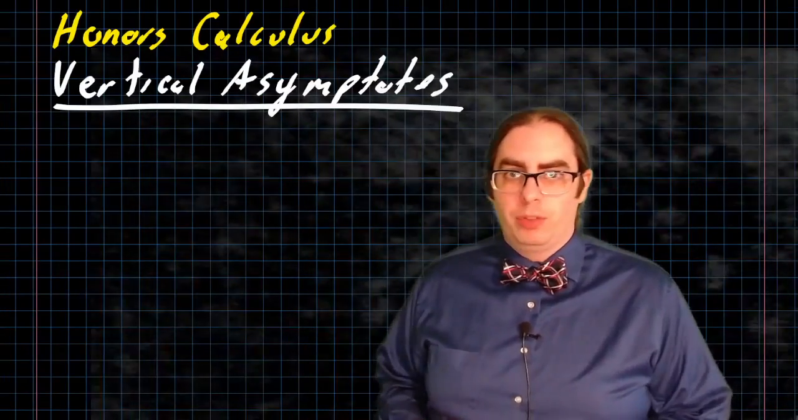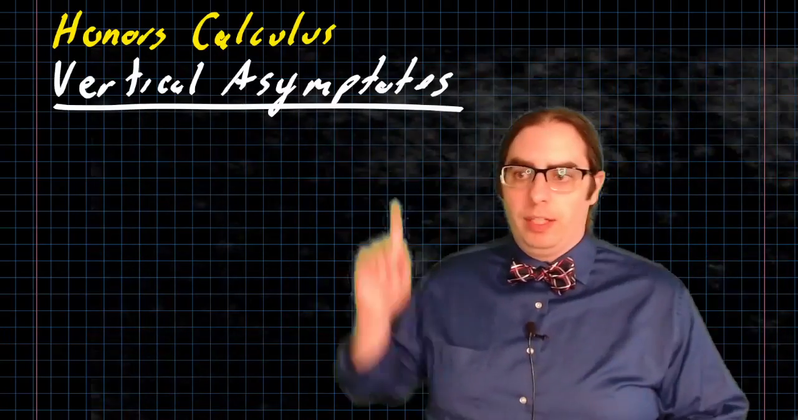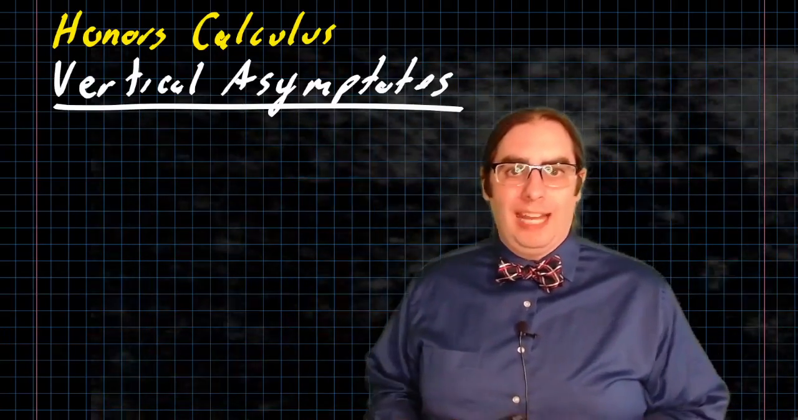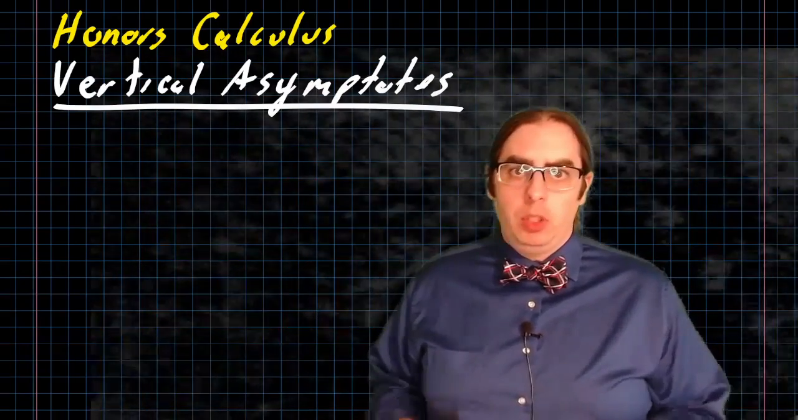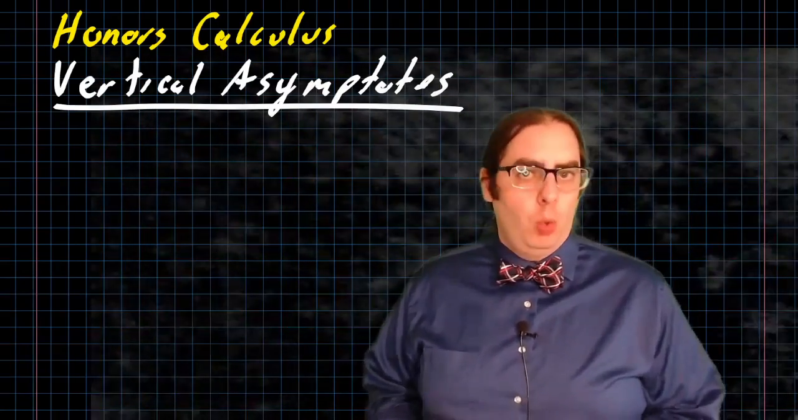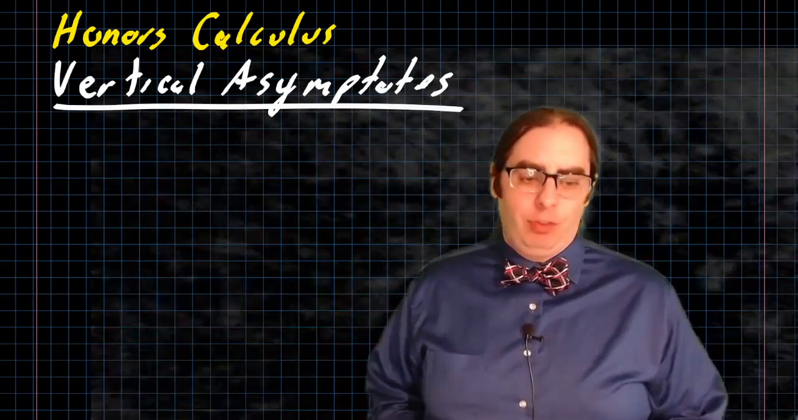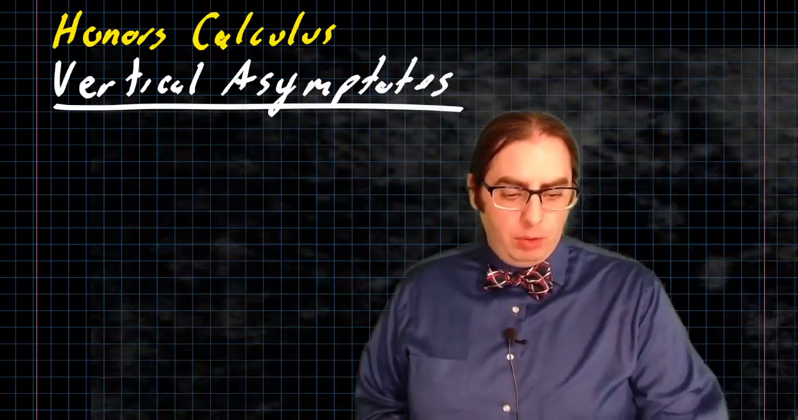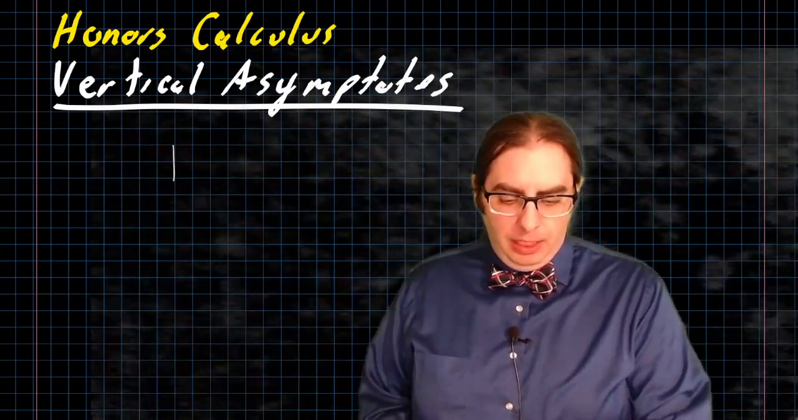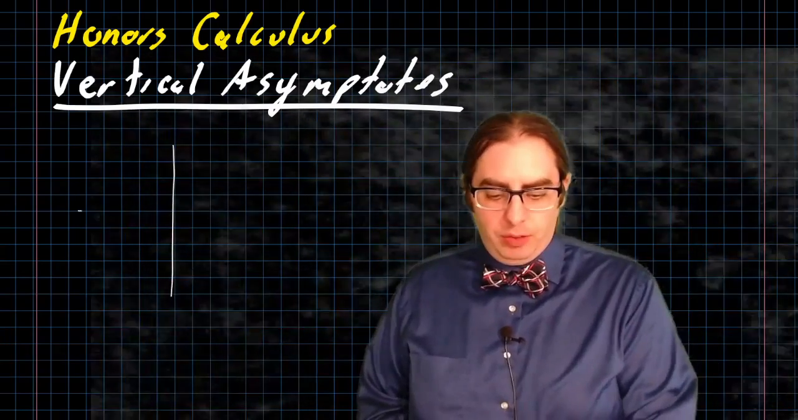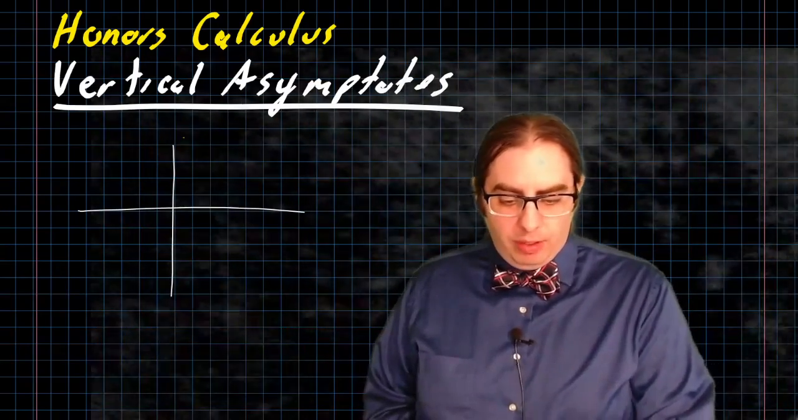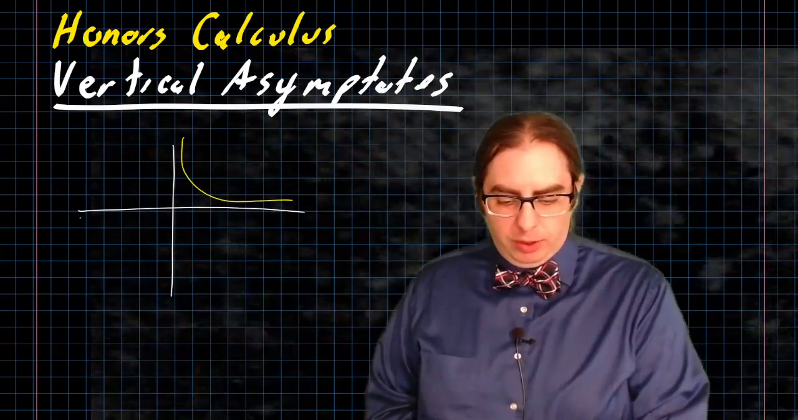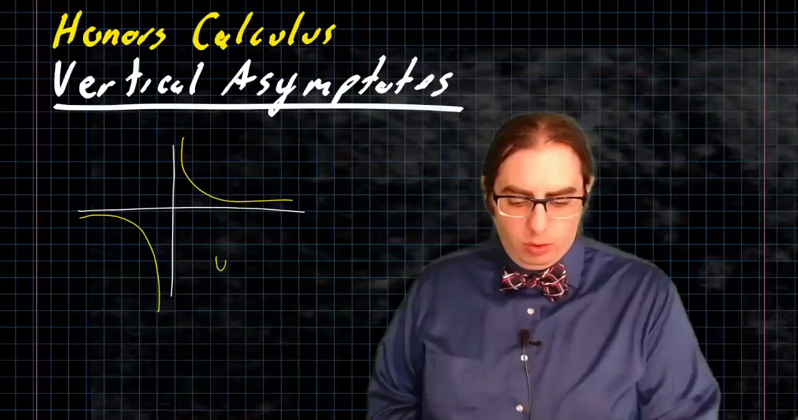Welcome back to Honors Calculus. In this video, as the title says above me, we're going to be looking at vertical asymptotes. Once again, you're familiar from previous math courses with the idea of an asymptote. A vertical asymptote most often comes up in rational functions and their graphs, also in some trigonometric functions. The classic example is the 1 over x function, which has a graph that looks like this.